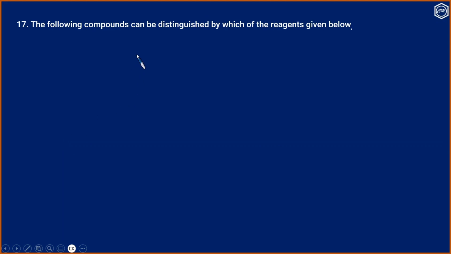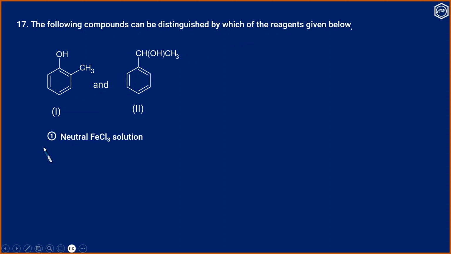Question 17. The following compounds can be distinguished by which of the reagents given below? So compound 1 and compound 2. Neutral ferric chloride solution, iodoform test, both option 1 and option 2, and fourth option is 2,4-dinitrophenylhydrazine.